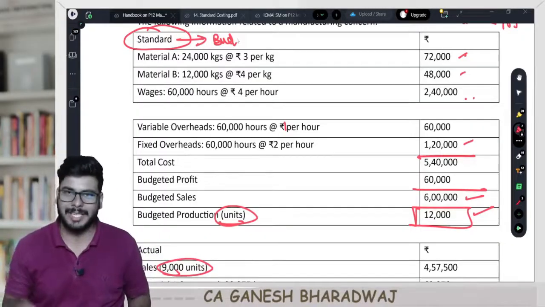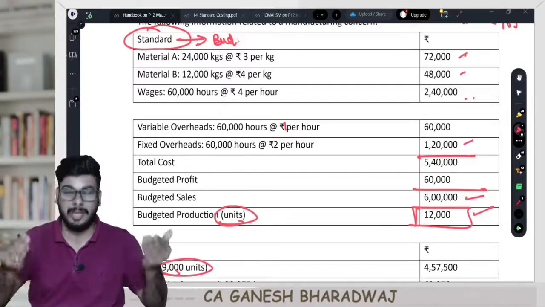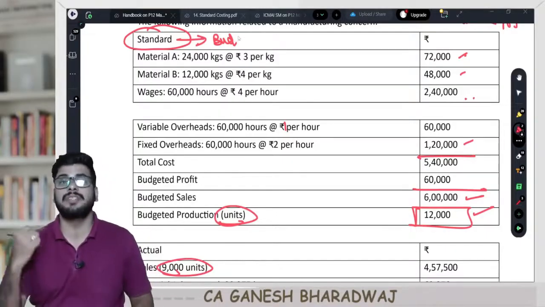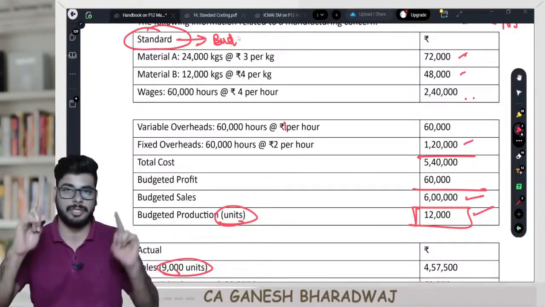Fine. It is not like that. It is pertaining to a different volume level. So clearly it's budgeted data. They have given the word standard as a trap. Clear with this? Don't fall for it.